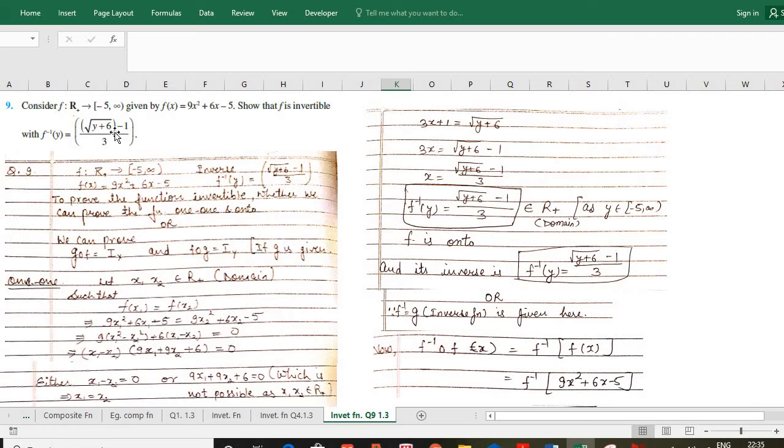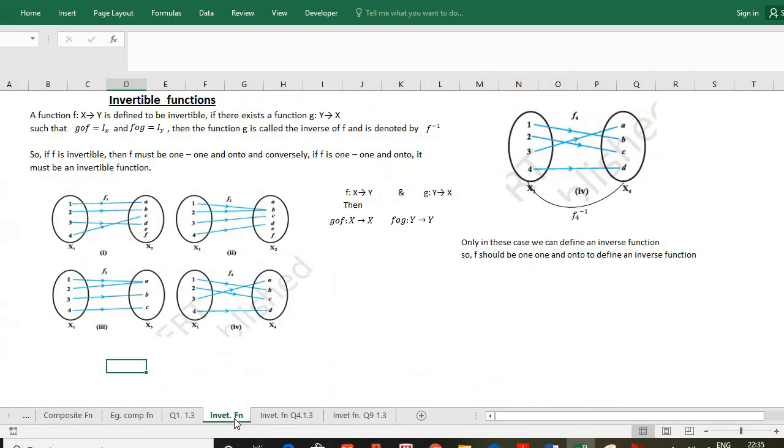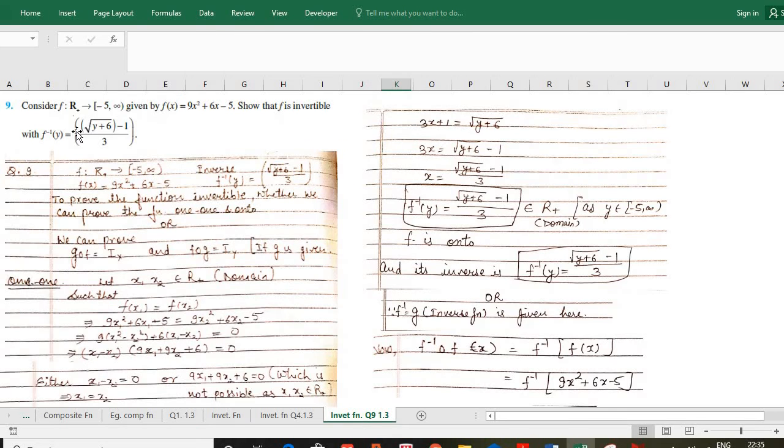Another way you can prove: since f inverse is given, and f inverse we were denoting in an invertible function as g, right? So you can prove this condition as well. To prove this function invertible, we can prove gof is equals to ix, and fog also equals to iy. Both ways we can go, whether you prove it's a 1-1 onto function, or you prove this condition. Since g is given, g is nothing but f inverse here. So I would like to explain this question with both the methods.